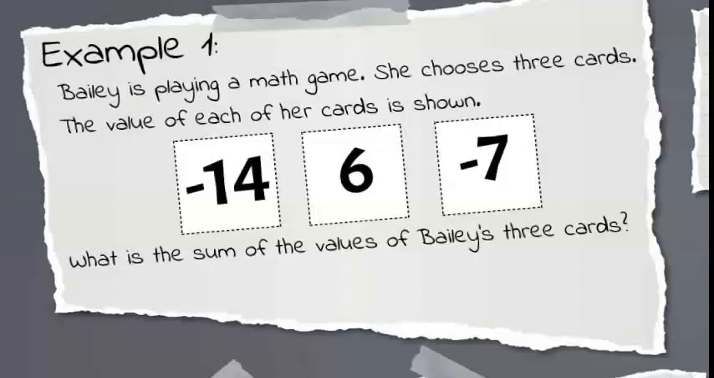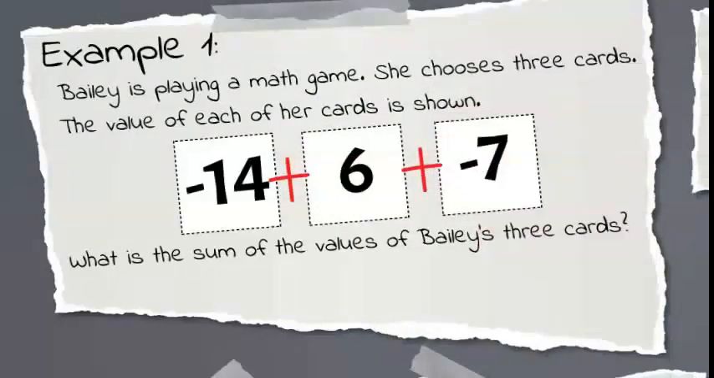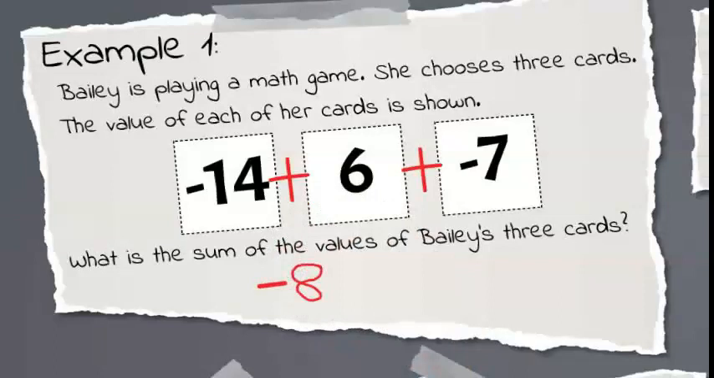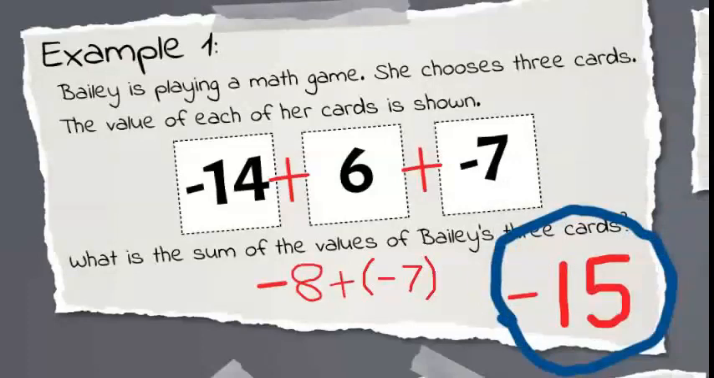So if we're looking for the sum, we want to add these values. Let's start with negative 14 plus 6. Different signs, so we want to subtract the values. 14 minus 6 gives us 8, and negative 14 has the larger absolute value, so our answer is negative. Now we need to add the negative 7. Signs are the same, so we want to add. We get 15, and keep the same sign, negative. So our answer to this problem is negative 15.